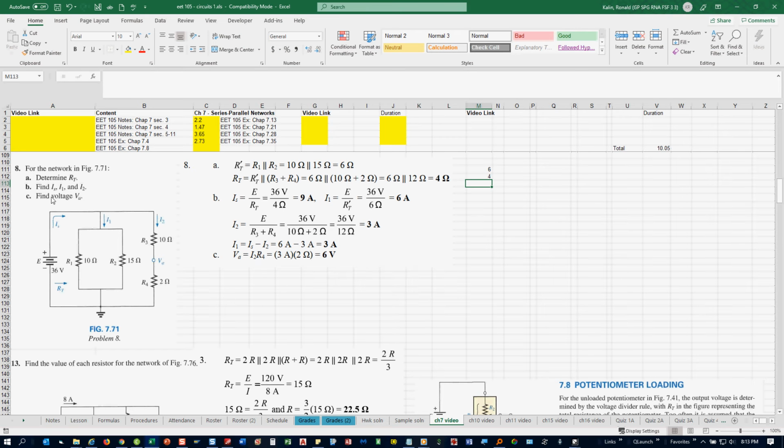Part B says find I sub S, I1, and I2. Well, IS is easy. It's E divided by RT. 36 divided by 4 equals 9.